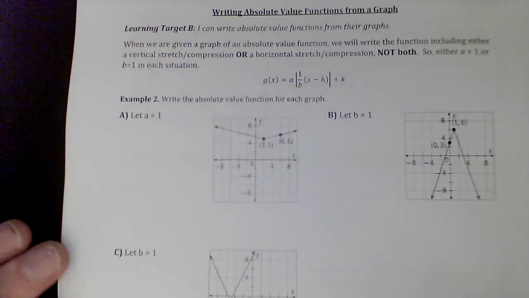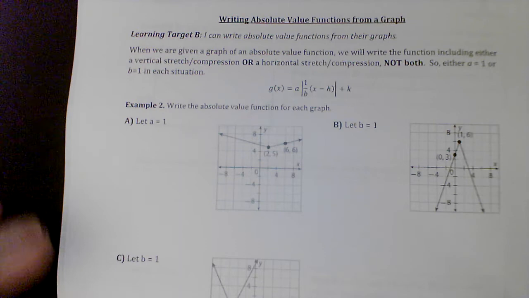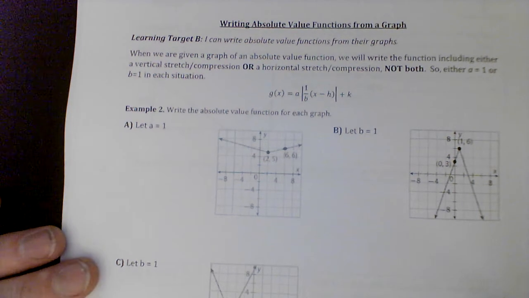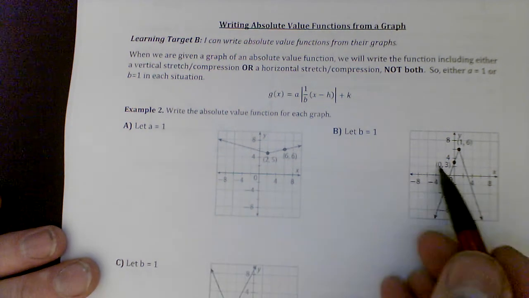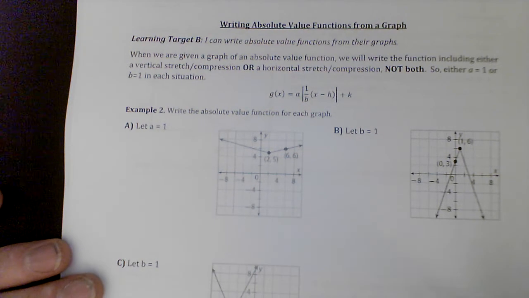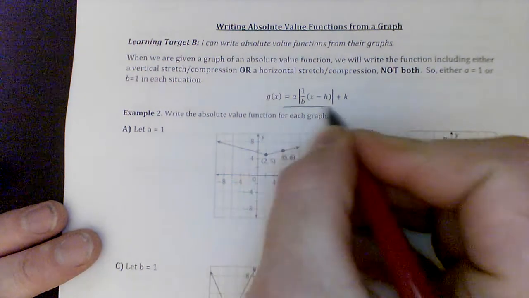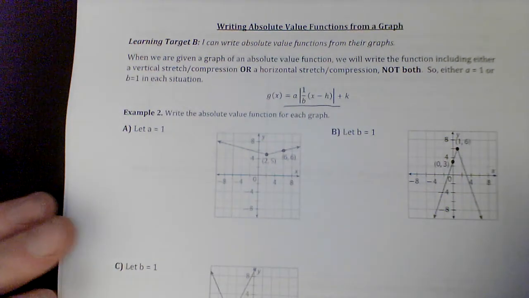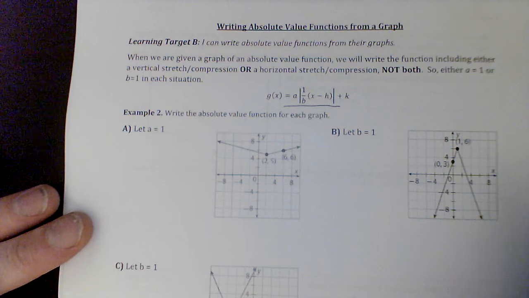So now we're going to take graphs and write equations from what we see. We're going to take a graph and write equations from those graphs. If you notice up here, they give the same function, but they're doing something. They're saying, hey, we're only going to give you A or B.